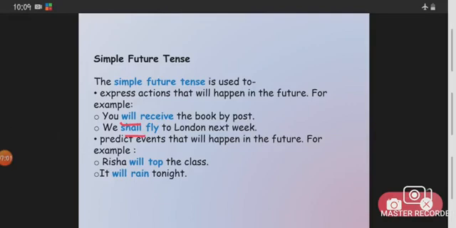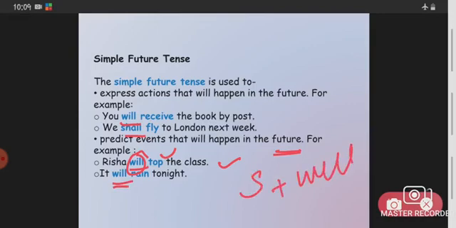Predict events that will happen in future. Now we will predict the events also. For that also we will use future tense. Risha will top the class. I think so, right? So I will write will and simple V1. It will rain tonight. So we'll just use will and we are sorted. The formula is subject plus will or shall plus V1, right?